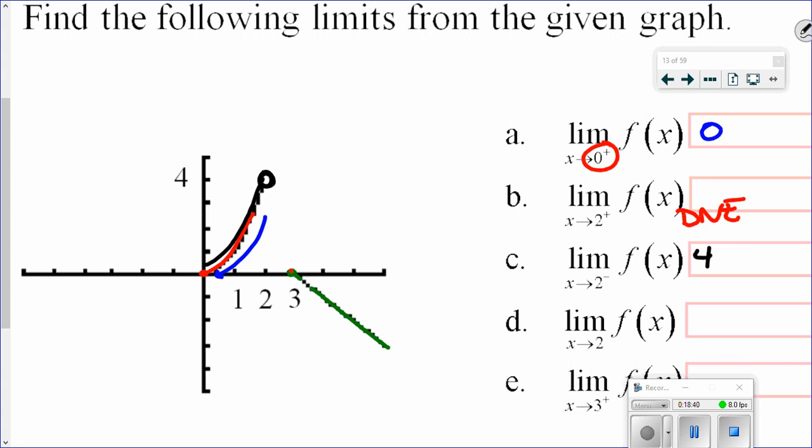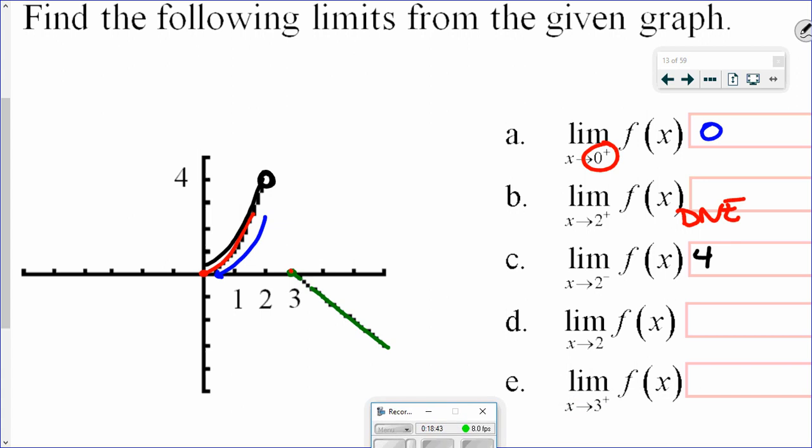Then if we look at part D, it wants to know the overall limit as x approaches 2. To do that, we have to look at the left-hand side, which we already know is 4, and we know the right-hand side does not exist. And our question is, are these equal? Is 4 equal to does not exist? And the answer is no. So this limit must also not exist, because the left and right-hand side have to exist in order for the limit to exist.